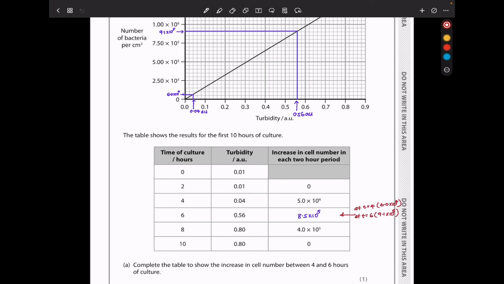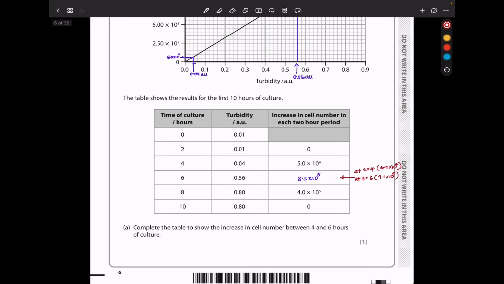They say the table shows the results of the first 10 hours of the culture. We can see as time increases, there is an increase in turbidity, but after it reaches 0.8, it does not change, meaning there is no more increase in the number of bacteria because we can see the increase becomes 0. Yet initially we saw a big increase in the number of bacteria.